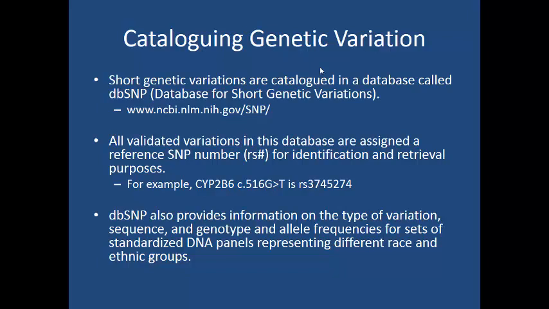So it's actually a really great database that has evolved over the last, I'd say, 10 years or so. Back when I was in training, we used to, God, I sound really old right now, actually have to look up a lot of genetic sequences in the primary literature, and you'd be mapping them by hand. And now all you have to do is plug in the RS number, which is usually widely reported and publicized in the literature, and voila, all the information is right there for you. dbSNP, as I mentioned, also provides information on the type of variant, the sequence, genotype, and allele frequencies in different race and ethnic groups.